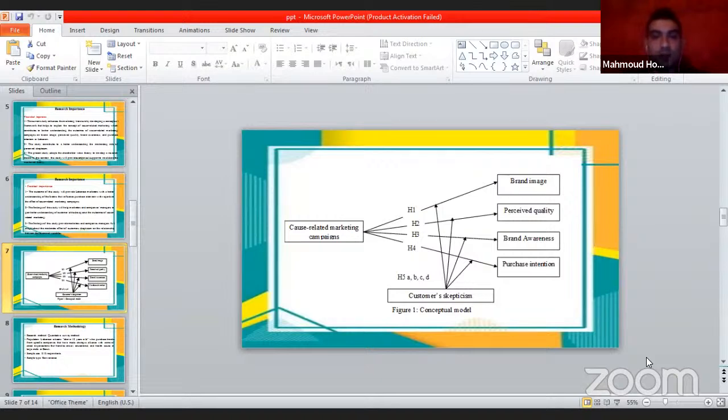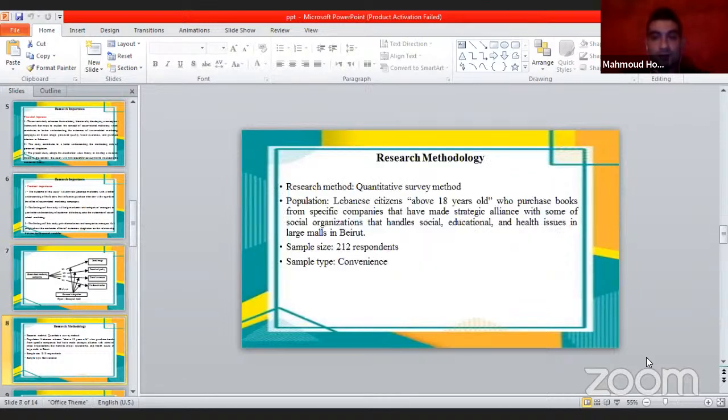Hypothesis 1 investigates the impact of cause-related marketing on brand image. H2, on perceived quality. H3, on brand awareness. H4, on purchase intention. And H5, A, B, C, D, looks at the effect of the cause-related marketing campaign with customer skepticism as a moderator, to increase or decrease the relationship of these campaigns on these four concepts.